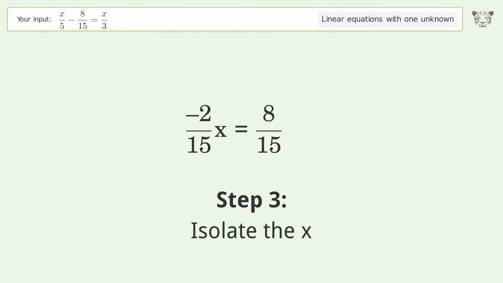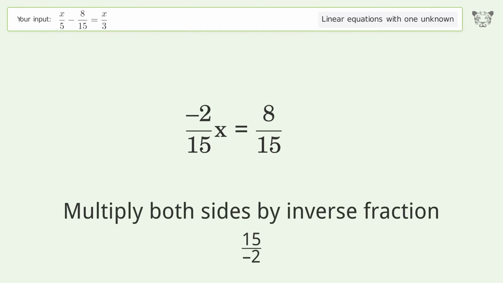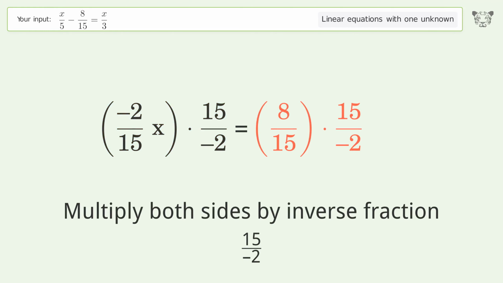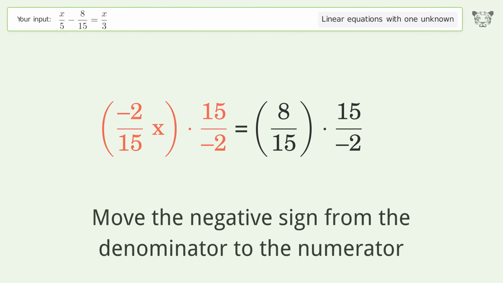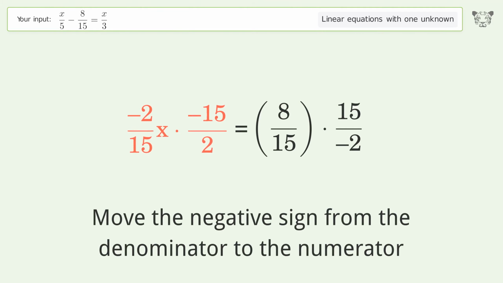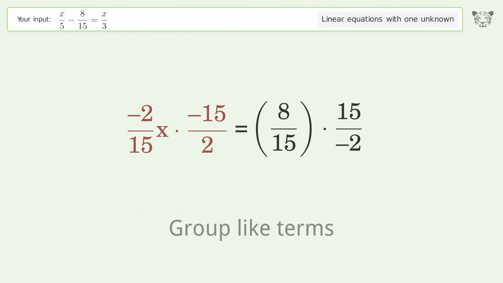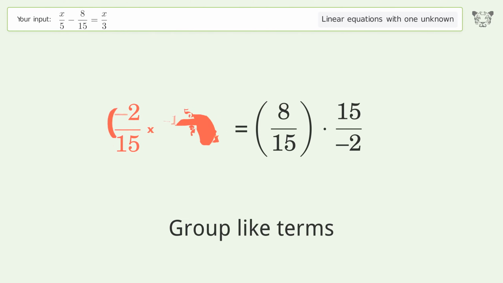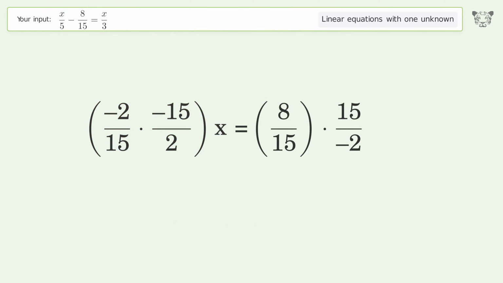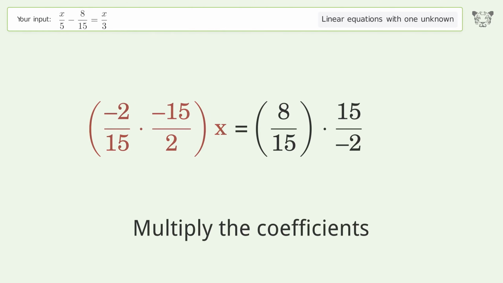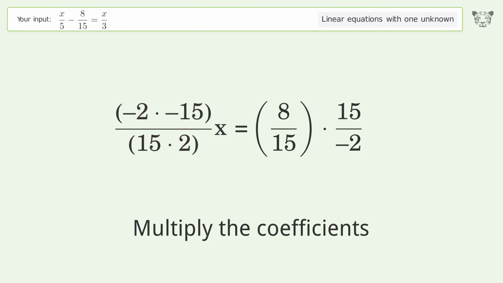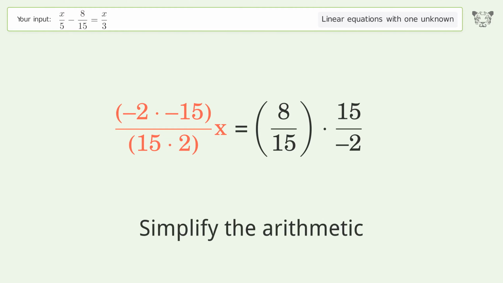Isolate the x. Multiply both sides by inverse fraction 15/2. Move the negative sign from the denominator to the numerator. Group like terms. Multiply the coefficients. Simplify the arithmetic.